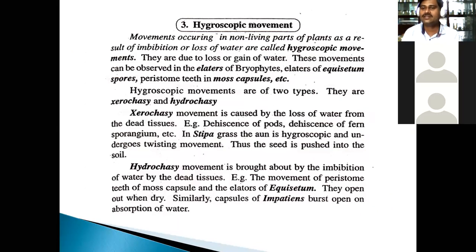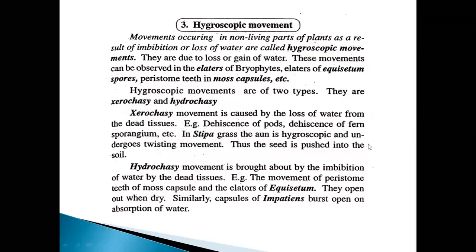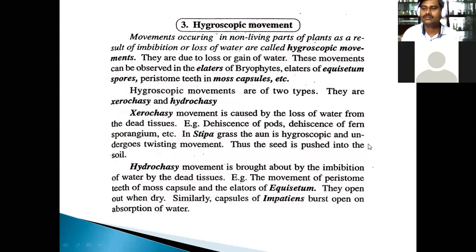Now the last part is the hygroscopic movement. Hygroscopic movement is movement occurring in non-living parts of the plant, just like imbibition takes place in some plants. काही plant मध्ये काय होतं, imbibition होतं. Imbibition मुळे सुद्धा ही जी movement होती, that is called the hygroscopic movement. So here, due to the loss or gain of water, these movements can be observed in elaters of Bryophyta, elaters of Equisetum, the peristome teeth in moss capsules.